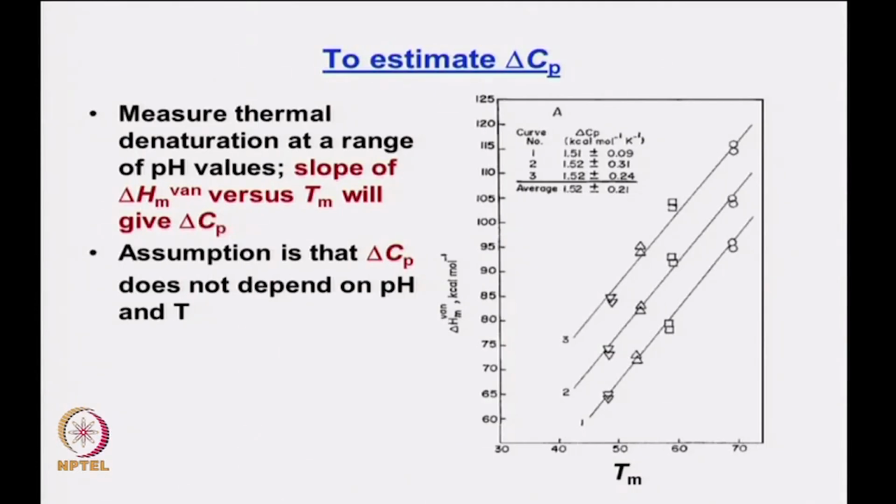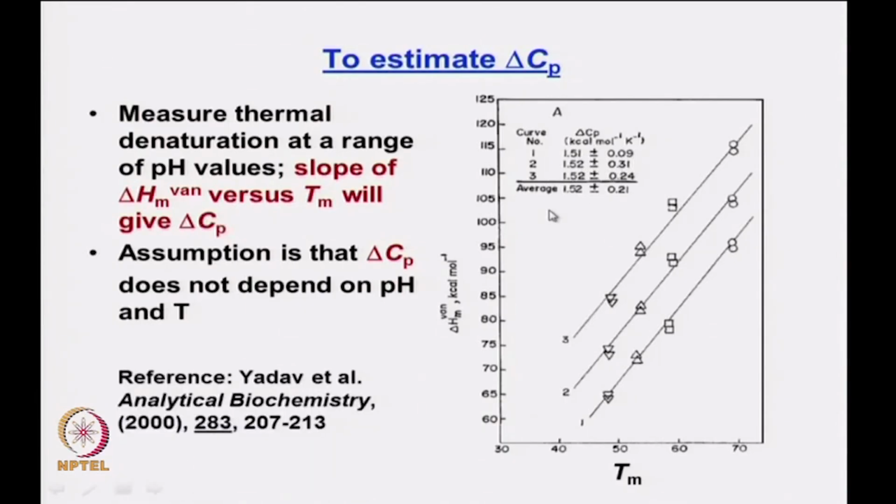If you look at these three different curves, this is a certain pH. Okay. So, this is another pH, this is another pH, and you can see what the delta Cp values are. They have even given you, it is 1.51 with the corresponding standard deviation. So, they are very close to each other. This is an experiment which has been very carefully done, and you can see the average values are very close to each other. So, your average delta Cp is 1.52. Okay. So, if you really want to be thorough with your research, this is one of the best ways of getting your delta Cp.